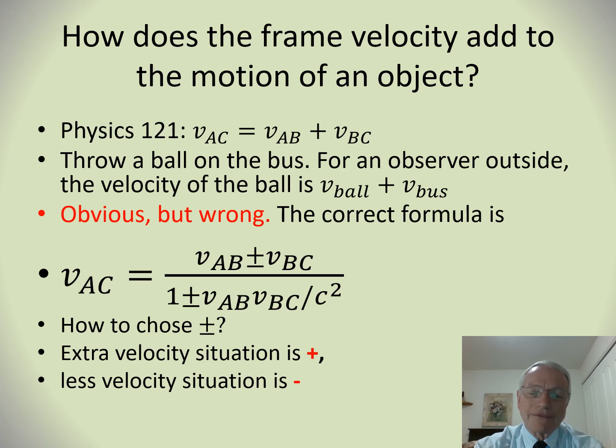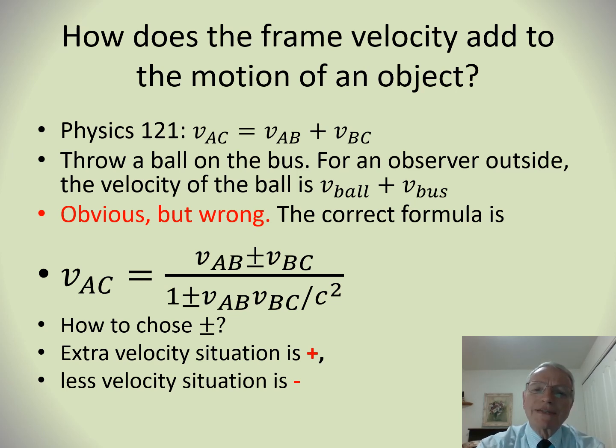The correct formula for this would be that the combined velocity seen from outside is the 20 miles an hour in the bus plus 30 miles an hour that you threw, divided by 1 plus 20 miles an hour times 30 miles an hour divided by the speed of light, 186,000 miles an hour, squared in the bottom. Well, you know, that's essentially 0. And so for low speeds, the formula you like works just fine. But for high speeds, it doesn't.